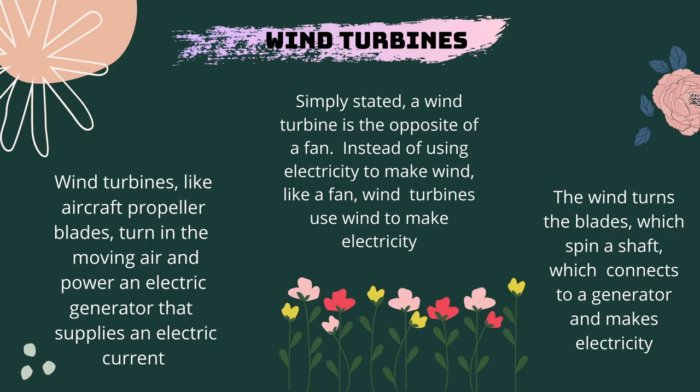Wind turbines, like aircraft propeller blades, turn in the moving air and power an electric generator that supplies an electric current. Simply stated, a wind turbine is the opposite of a fan. Instead of using electricity to make wind like a fan, a wind turbine uses wind to make electricity. The wind turns the blades, which spin a shaft connected to the generator and make electricity.